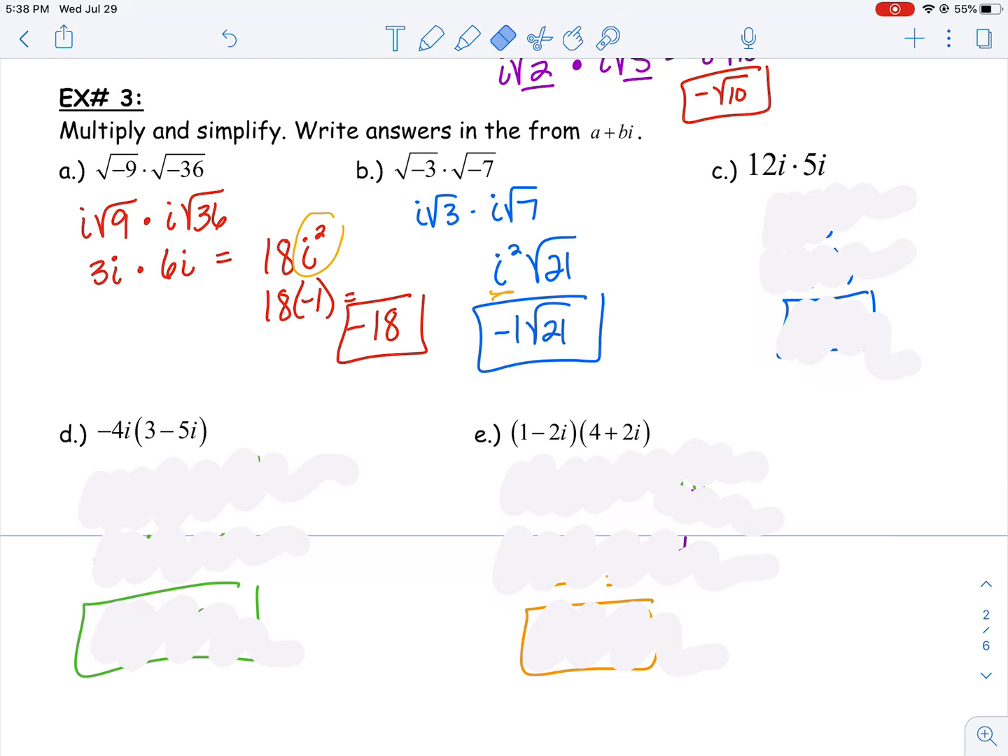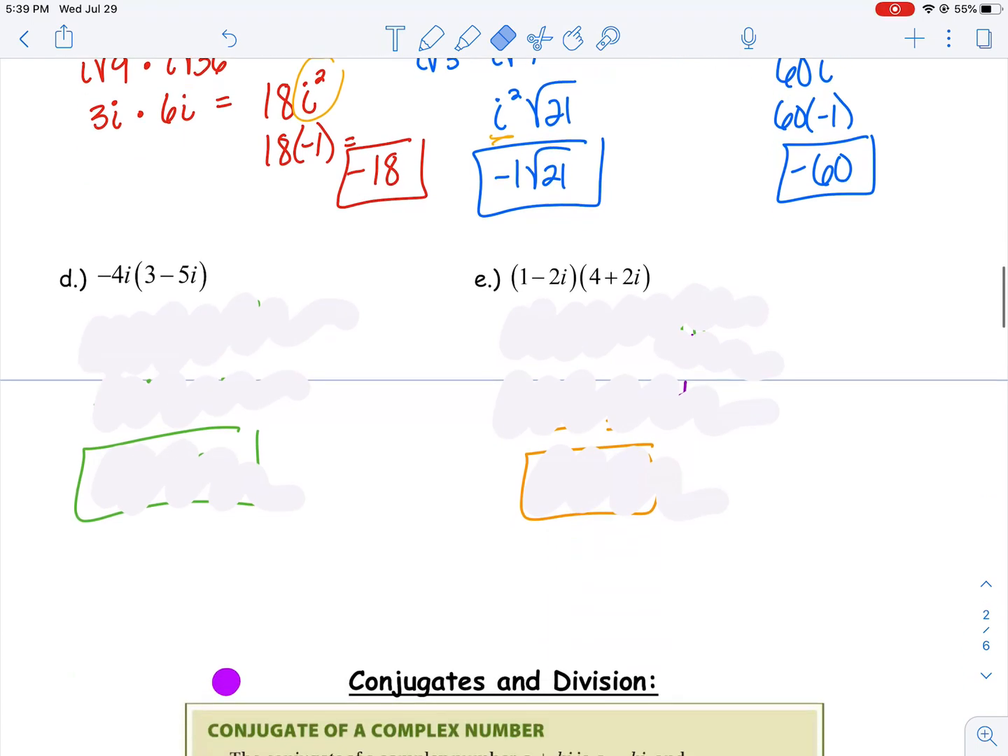All right, look at C. I have 12i times 5i. It looks like on this one, they've already broken them out of the radical and written them in imaginary form. I can multiply, just like I did before, 12 times 5, and i times i. So I ended up getting 60i squared. But remember, i squared is equivalent to negative 1. And so really I have 60 times negative 1, or I can say negative 60 for my final answer.